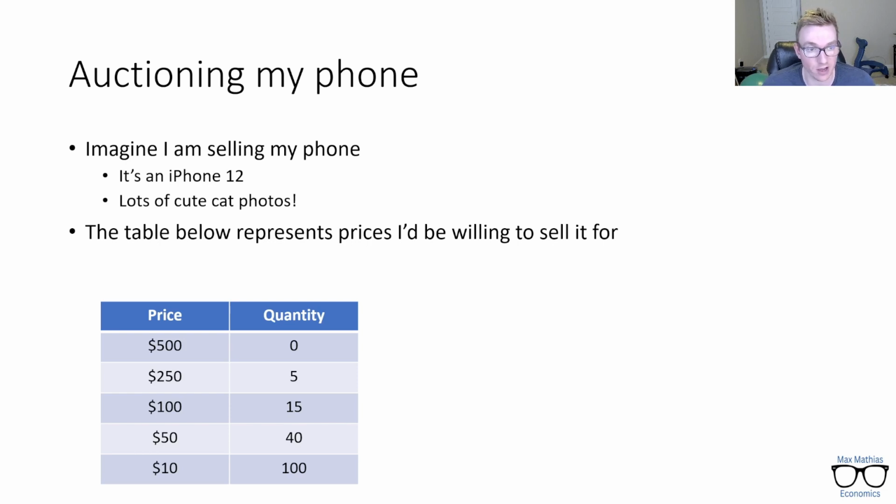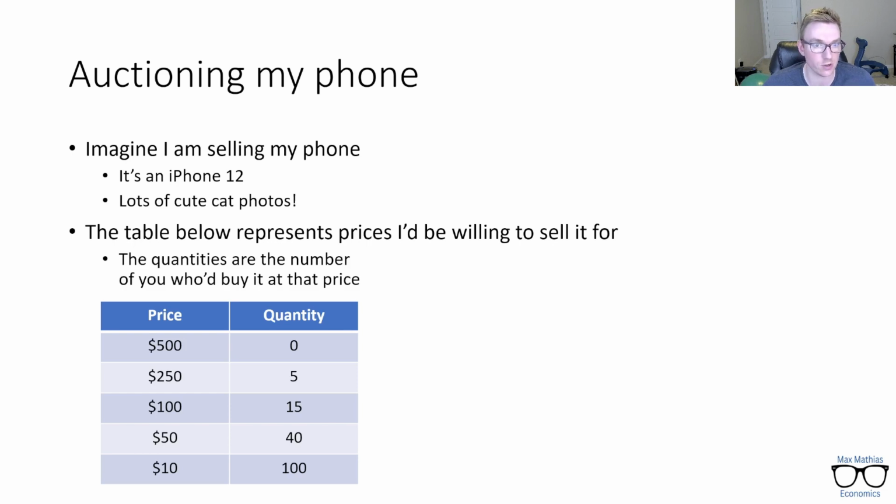So that at $500, I'm assuming no one would want to buy it, right? I don't think this phone is worth $500 anymore. At $250, let's say 5 of you want to buy it. At $100, 15 want to buy it. $50, 40, you get the idea, right? So the quantities are the number of you who'd be willing to buy it at that particular price. Okay, so we're going to draw a graph here.